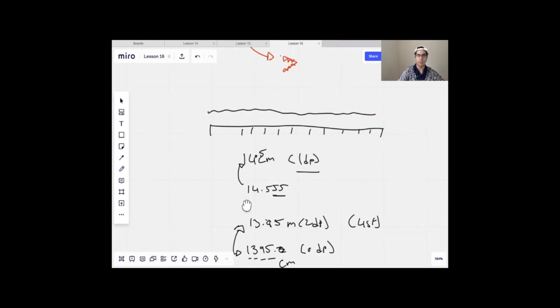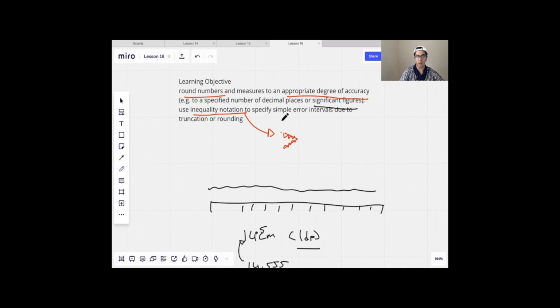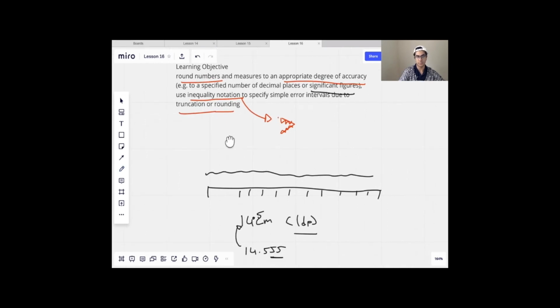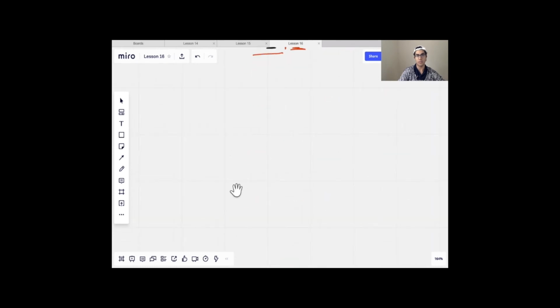Okay, now let's talk about rounding, how we round and how we truncate as well, these two things here. Well, what is rounding? Say if we have a number like 13.75 and we want to round it to 1 decimal place. Well, what we do is we say, okay, 13.75 is closer to 13.8 than it is to 13.7.